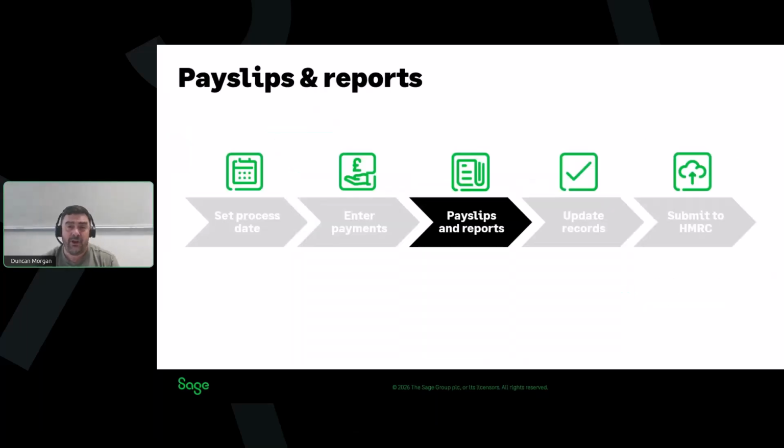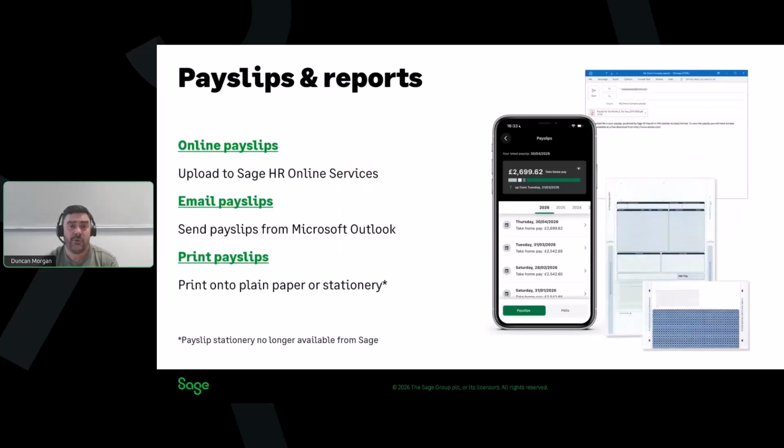So we're now at the midpoint of our pay run because we've entered the current payments and checked all of the deductions. We're now ready to create our employee pay slips. Pay slips are a legal requirement and must be given to your employees on or before their pay date. You will find a few different ways of producing pay slips in Sage 50 Payroll. We have our recommended option, uploading them to Sage HR and providing an online pay slip in a secure portal or a mobile app.